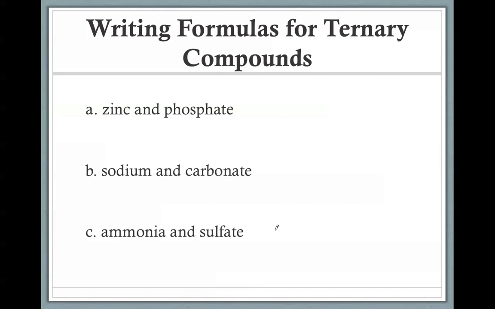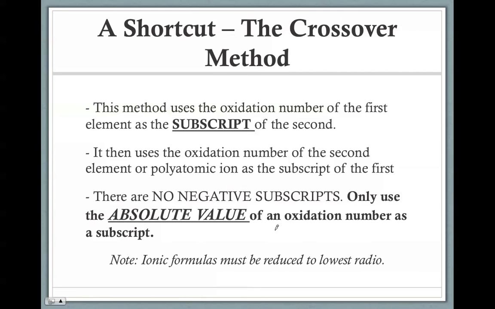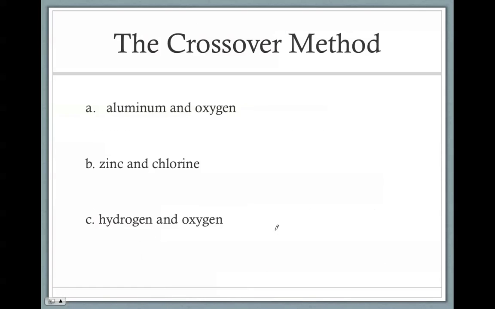All right, so a shortcut for this is the crossover method. You're going to look up the oxidation numbers, and the oxidation number of the first element is going to become the subscript of the second, and the oxidation number of the second element is going to become the subscript of the first. The big point here that I always see the mistake of is that we cannot have negative subscripts, so you always take the absolute value of that oxidation number, and also make sure that any ionic compounds are reduced.